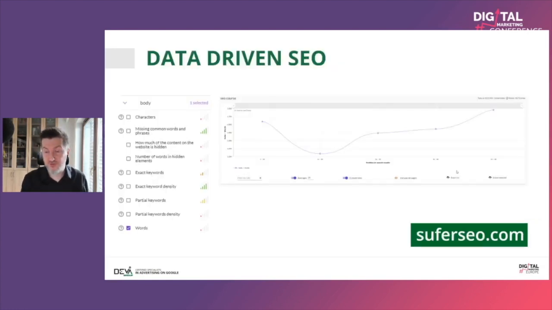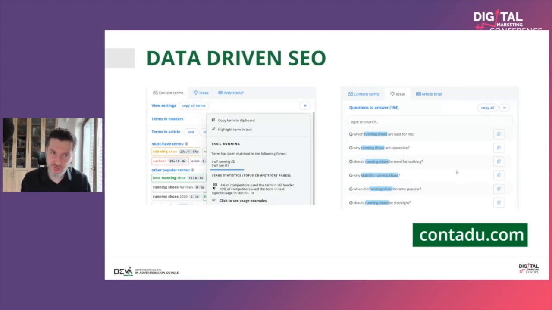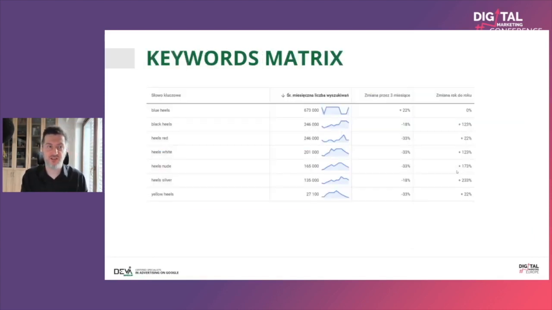And in data-driven SEO, I'm reminding you, Surfer SEO, a great tool to analyze. You can check the technicalities and how many keywords or how many words you should put on your website. It analyzes the top 10. And of course, I showed you Contado with the question tool and the AI writer. They are very, very powerful tools to help you find the relation between keywords and the intent. Of course, you can also do keyword matrices. For example, here, I put heels with different colors.